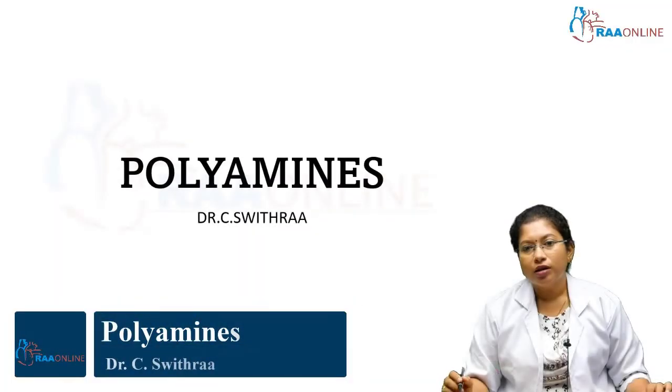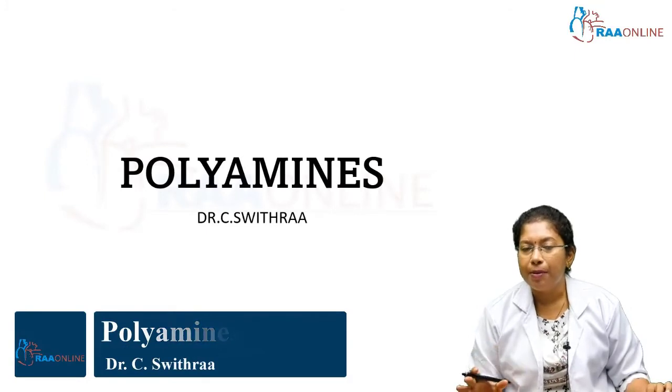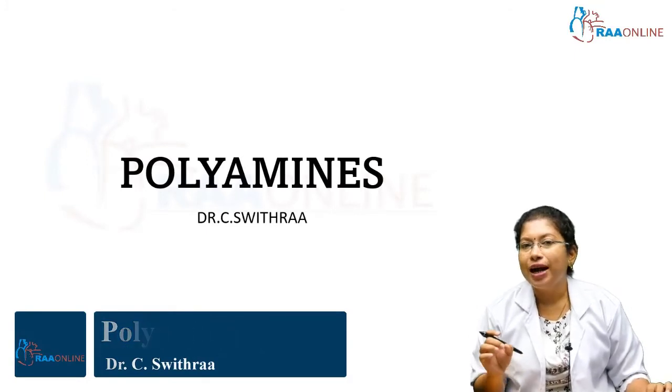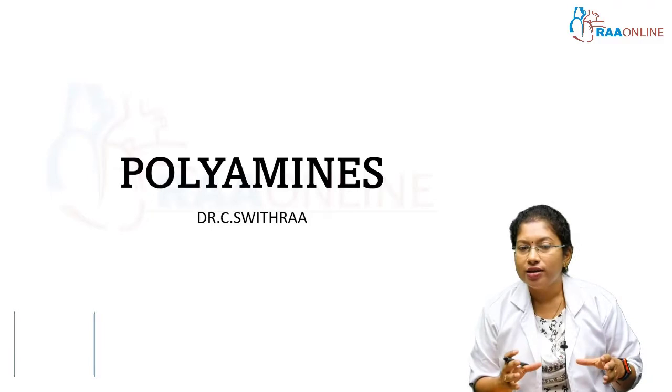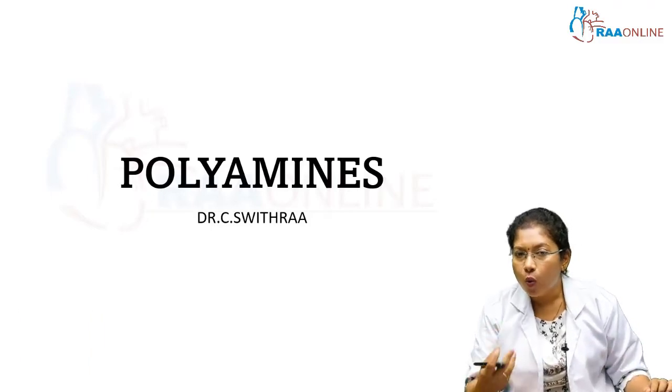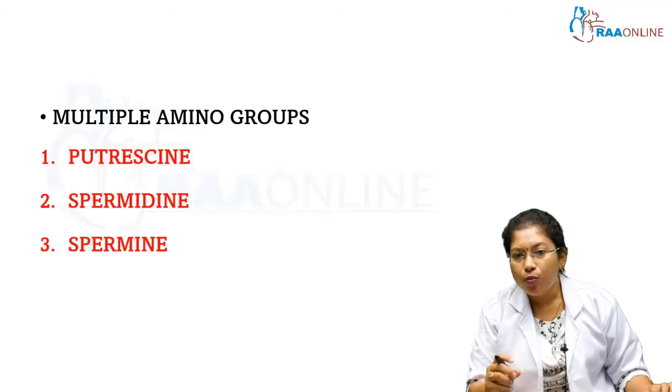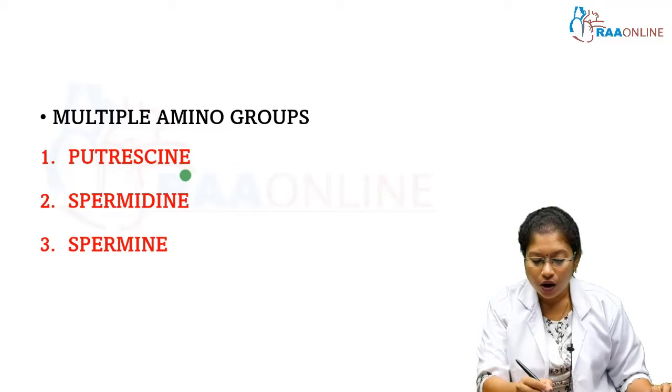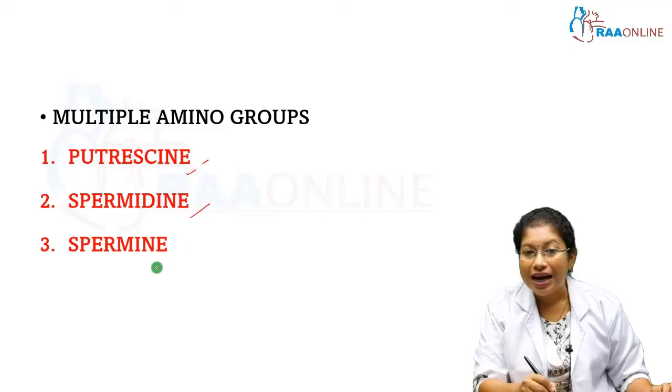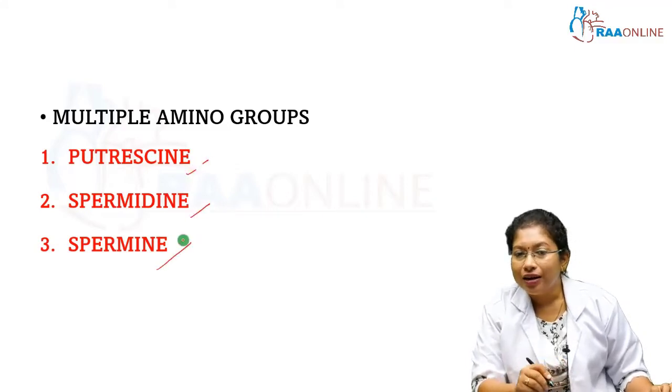Hello everyone, this session is about polyamines. What do you mean by polyamines? A compound containing more than one nitrogen group is called a polyamine. In our body, we can see three important polyamines: putrescine, spermidine and spermine. They contain multiple amino groups.